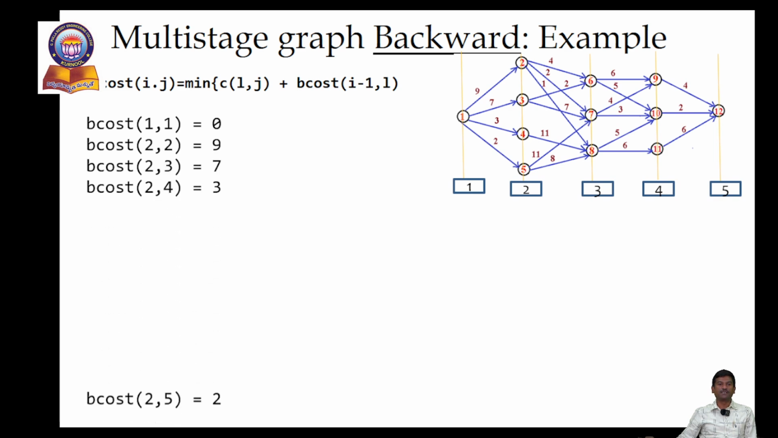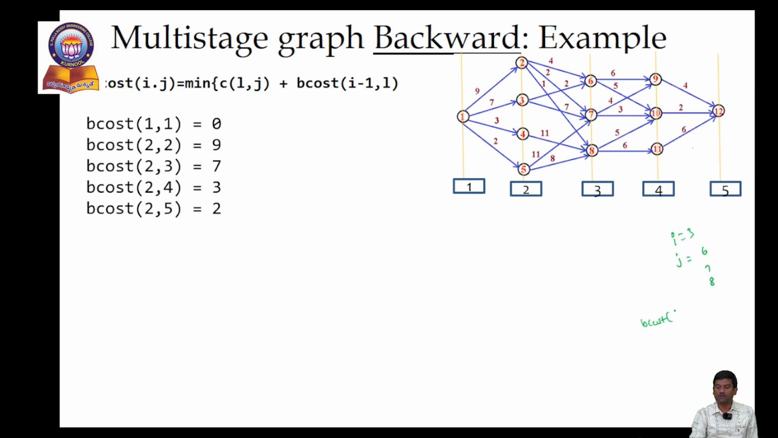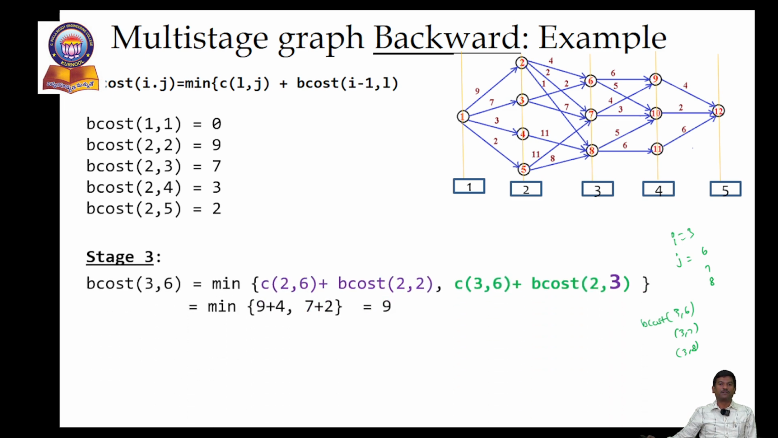So at stage 3, what are the vertices present? At stage 3, the i value becomes 3, and the j values are 6, 7, 8. So you have to find BCost of (3,6), (3,7), and (3,8). These are the costs which have to be found. So how do we calculate BCost of (3,6)?